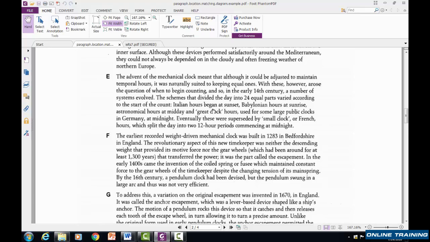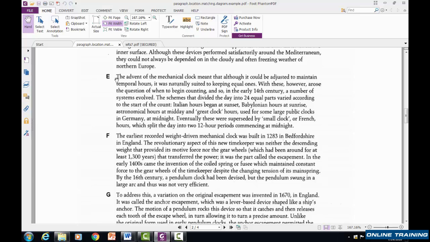Also, what's helpful, this is really important if everyone wants to listen. What's also helpful for a paragraph location question is a lot of times you can look at the topic sentences, the first sentence of a paragraph, and that can give you a good idea if it matches also. Like here, the topic sentence of paragraph E says the advent of the mechanical clock meant that although it could be adjusted to maintain temporal hours, it was naturally suited to keeping equal ones. Equal means uniform, equal hours.